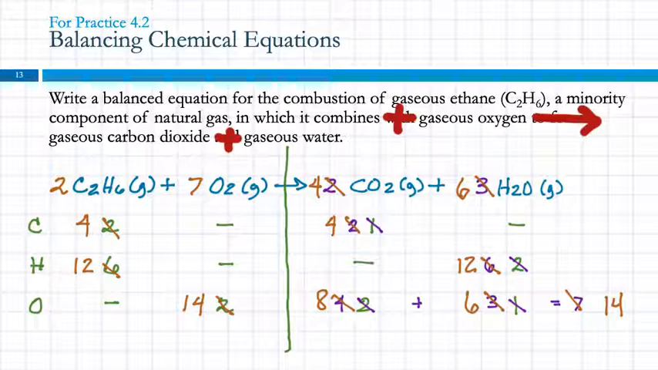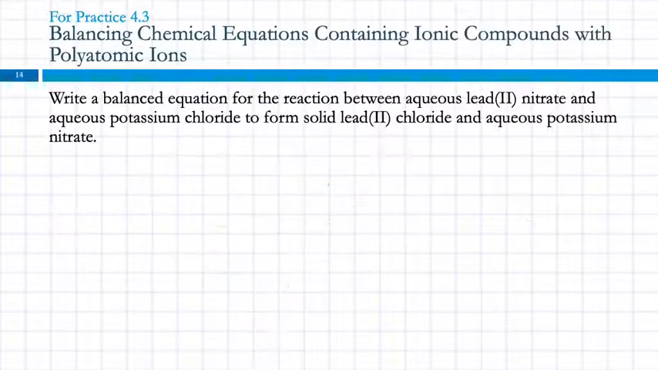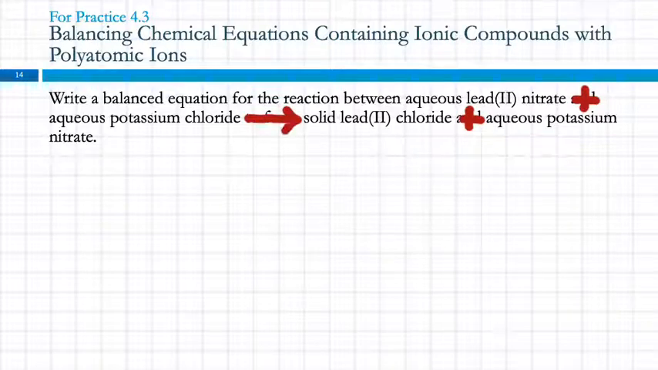Anybody else? Let's do another one. Write a balanced equation for the reaction between aqueous lead-2 nitrate and aqueous potassium chloride to form solid lead-2 chloride and aqueous potassium nitrate. So again, the "ands" are the plus signs, and "to form" is the arrow.